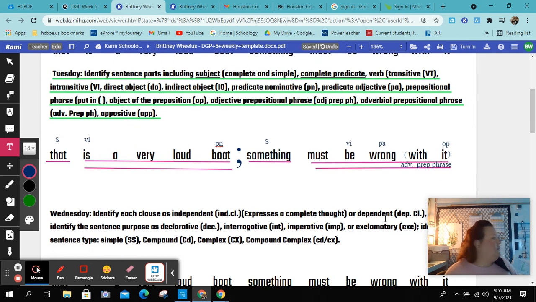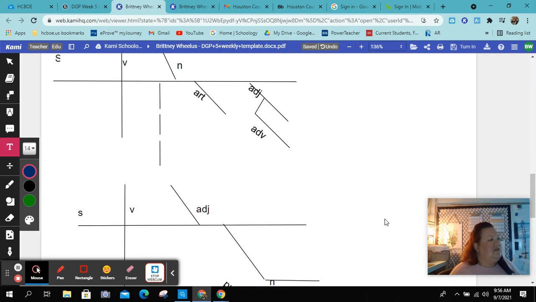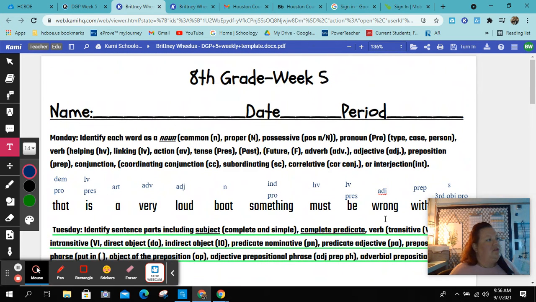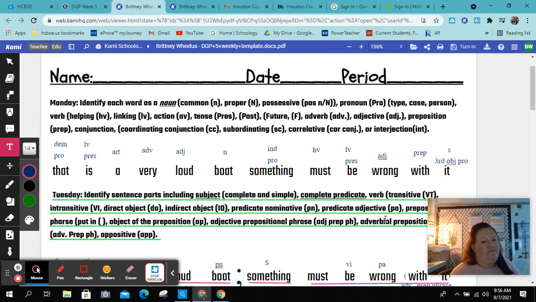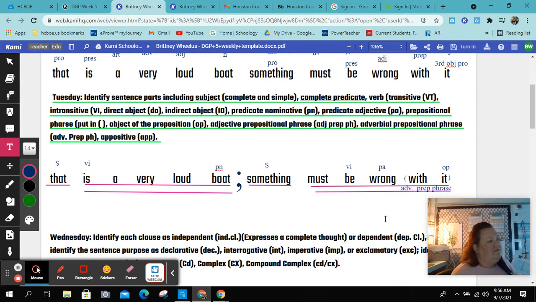All right, any questions? This is going to save automatically, and you will access the same document tomorrow, and we will do Wednesday, Thursday, and Friday on it. Any questions so far on this? Jacob. What was be and wrong again? Be is an intransitive verb, and wrong is a predicate adjective.